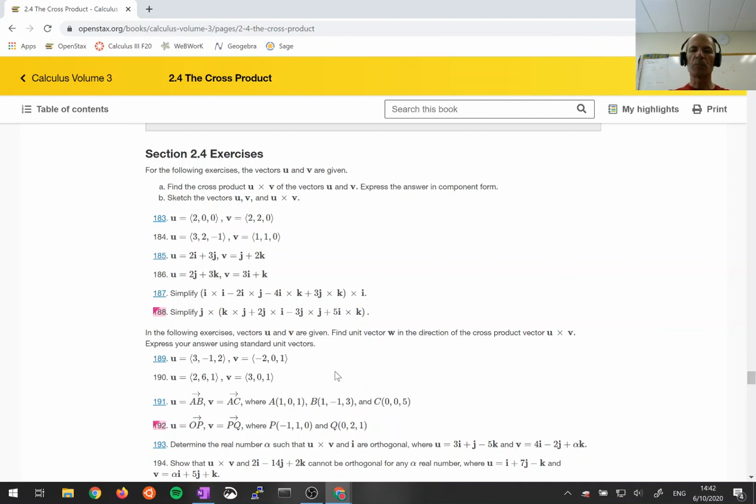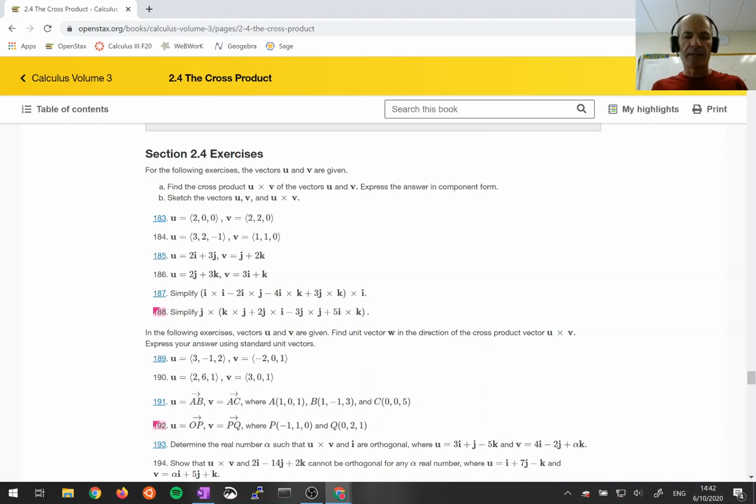Again, the 2 big takeaways from this section are how to compute the cross product using this determinant idea, this 3x3 determinant, and we'll do a few examples in a minute. And the sine identity, that the magnitude of U cross V is the magnitude of U, magnitude of V times the sine of theta. And another big takeaway is that U cross V is a vector that's perpendicular to both U and V, and it follows the right-hand rule.